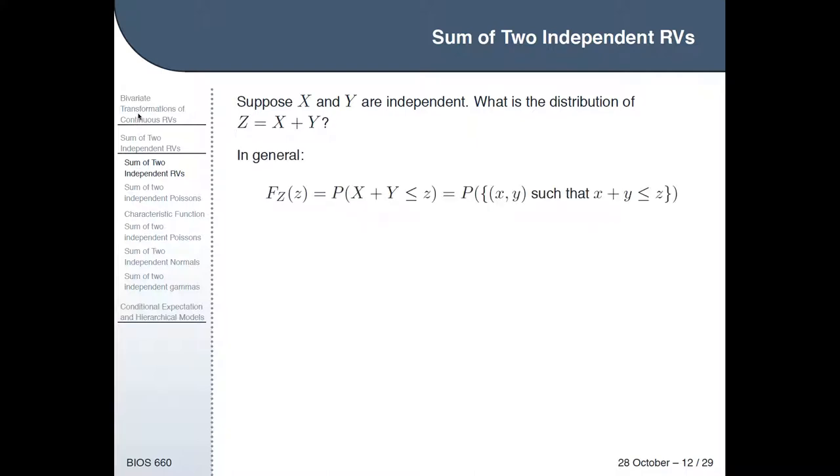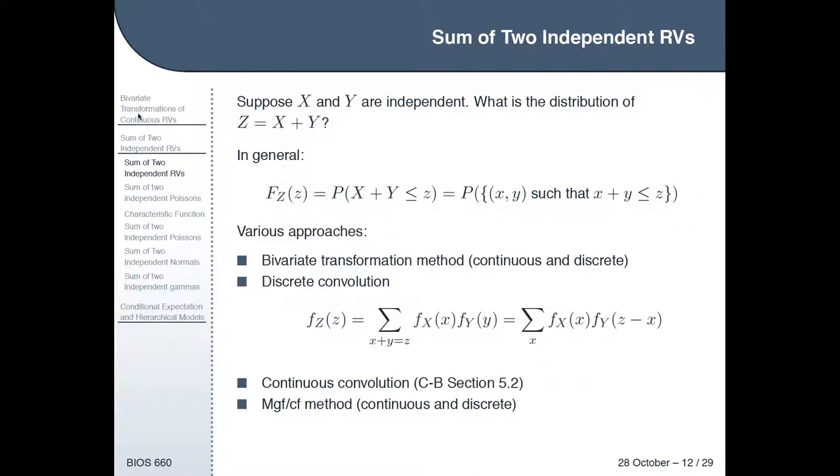So as I said, in general the CDF of this Z would be the set of x and y such that x plus y is less than or equal to z. I guess that's kind of duh, but there's a couple different ways you can do this. You can do the bivariate transformation method, the method I just outlined in the first section. As I said, I don't like that because then I have to remember this Jacobian stuff, which I try my hardest to forget. The other approach is this convolution idea.